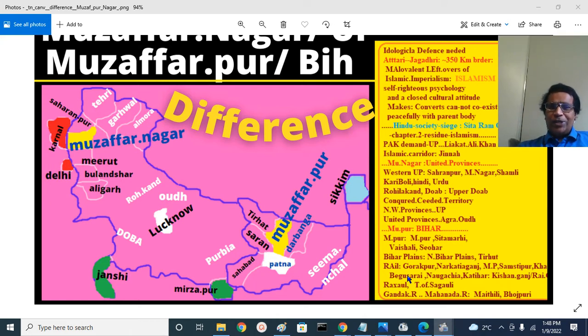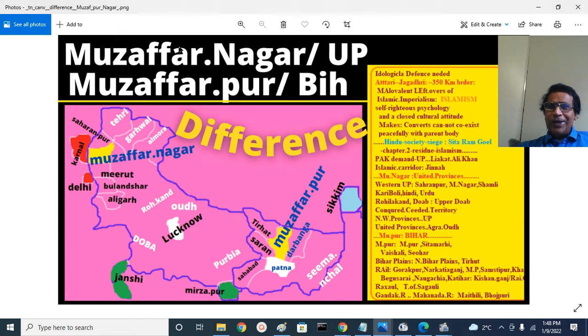That is in brief about the historical MuzaffarNagar district, that is in western Uttar Pradesh, south of Shaharanpur, because Shaharanpur is in western Uttar Pradesh. Muzaffarpur is in the eastern part, the Purbanchal region, that is the northern Bihar plain. So one can easily remember here.